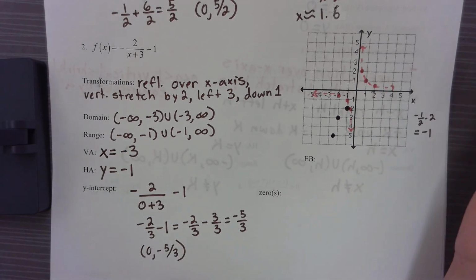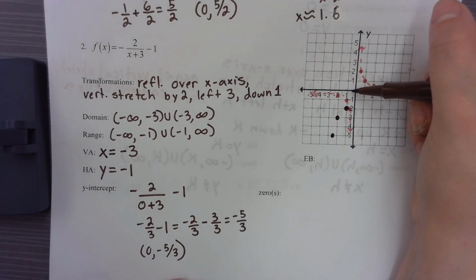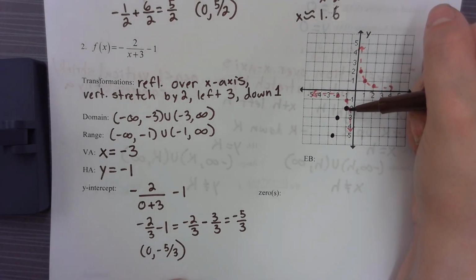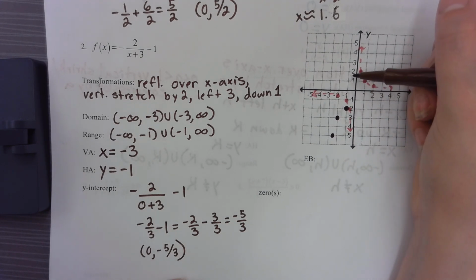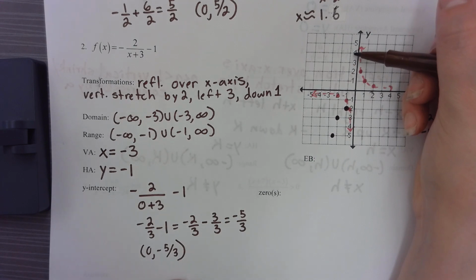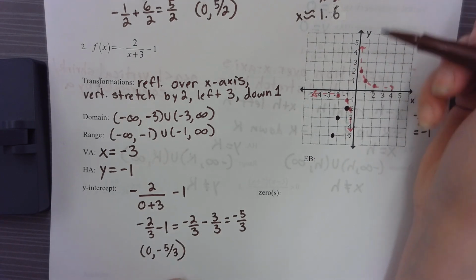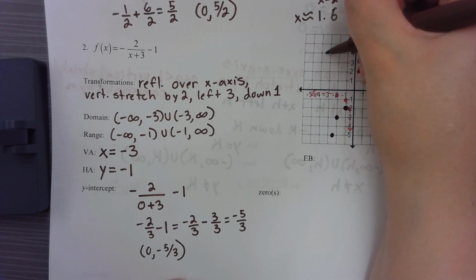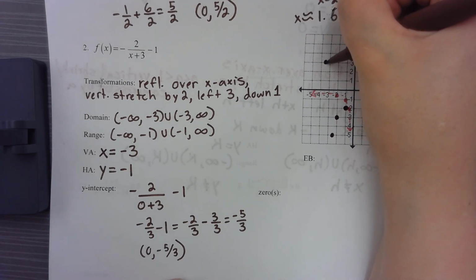Now I'm going to move on to the second one. So again, I have -1/2, -2. So I'm going to reflect. That's going to be -1/2, +2. Vertically stretching by 2, so I'm doubling those y values, so -1/2, 4. And then we're going to go left 3, 1, 2, 3, and down 1. So it's going to be right here.